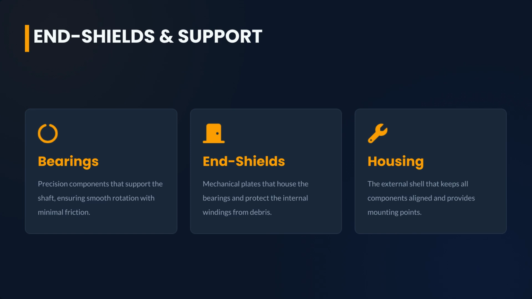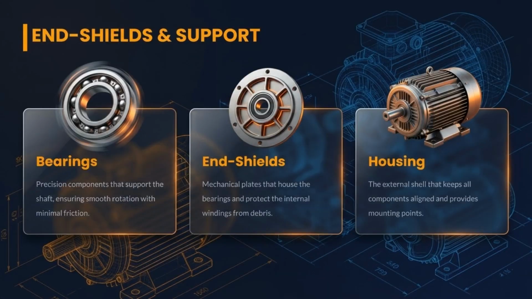End shields and support components include bearings, which support the shaft for smooth, minimal friction rotation. End shields house the bearings and protect internal windings. The housing is the external shell that aligns components and provides mounting points. These components, the bearings, end shields, and housing, are critical for the mechanical integrity and protection of the motor's core.